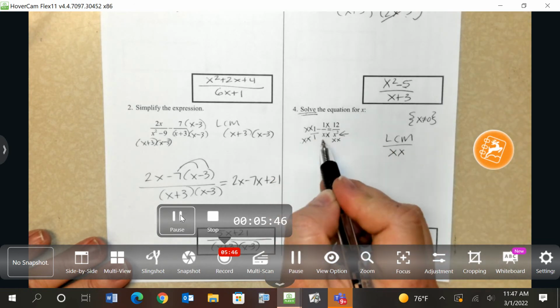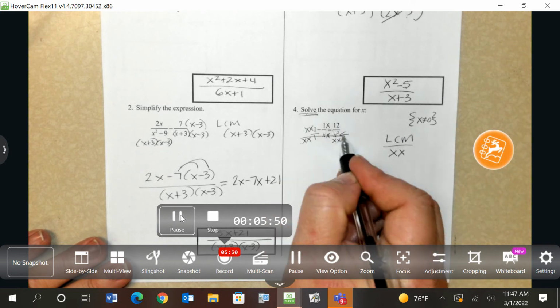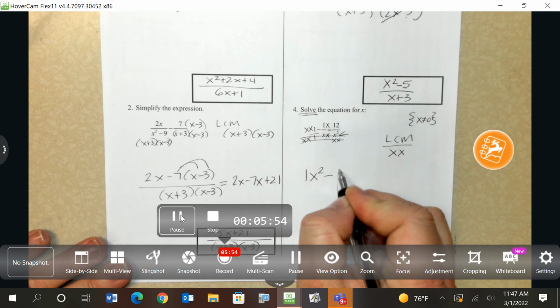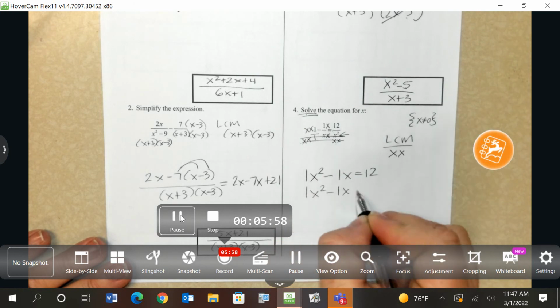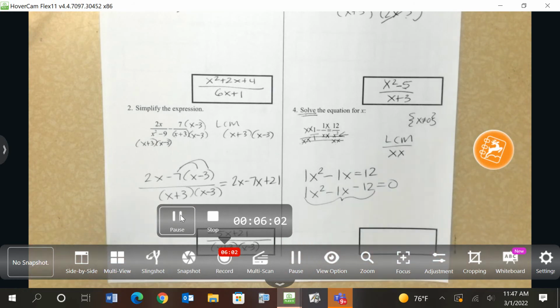So now, because the denominators are all the same and I'm working with an equation, I get to wipe out the bottom, and I have 1x squared minus 1x equals 12. I'm going to move the 12 over to the same side as the other two terms, and now I'm going to see, is this factorable? If I can factor and solve it, I'm good. If not, I'll use the quadratic equation. Maybe I'll use graphing, an exact answer, or completing the square as a method to solve.